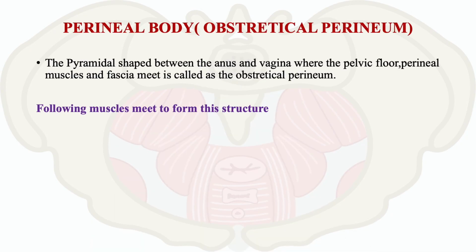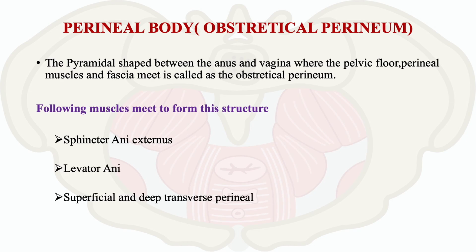Because this is the area which is actually functioning in the process of childbirth. Now the following muscles meet to form this structure: sphincter ani externus, two levator ani muscles, superficial and deep transverse perineal muscles, and bulbocavernosus muscle.